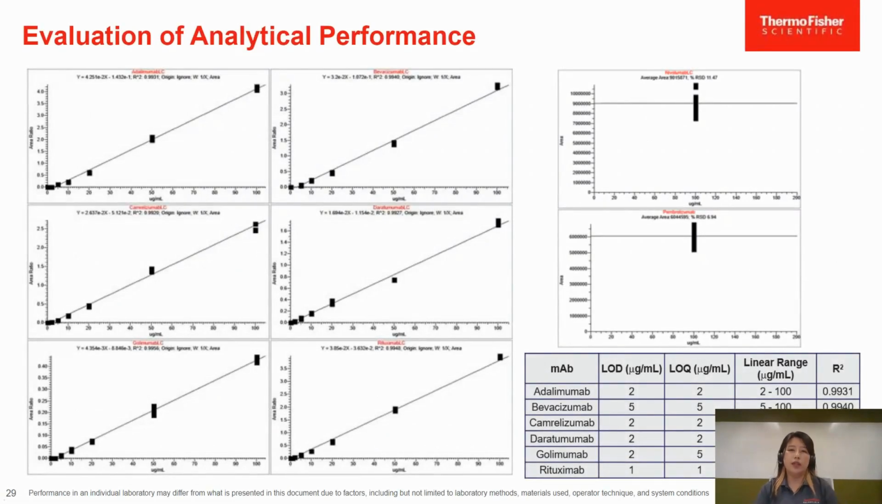By generating the calibration curve, this is the result of the analytical performance evaluation. And you can see that all the 6 mAbs show great linearity with R-square values higher than 0.99. And the LOQs were determined to be between 1 to 5 micrograms per milliliter in human serum.